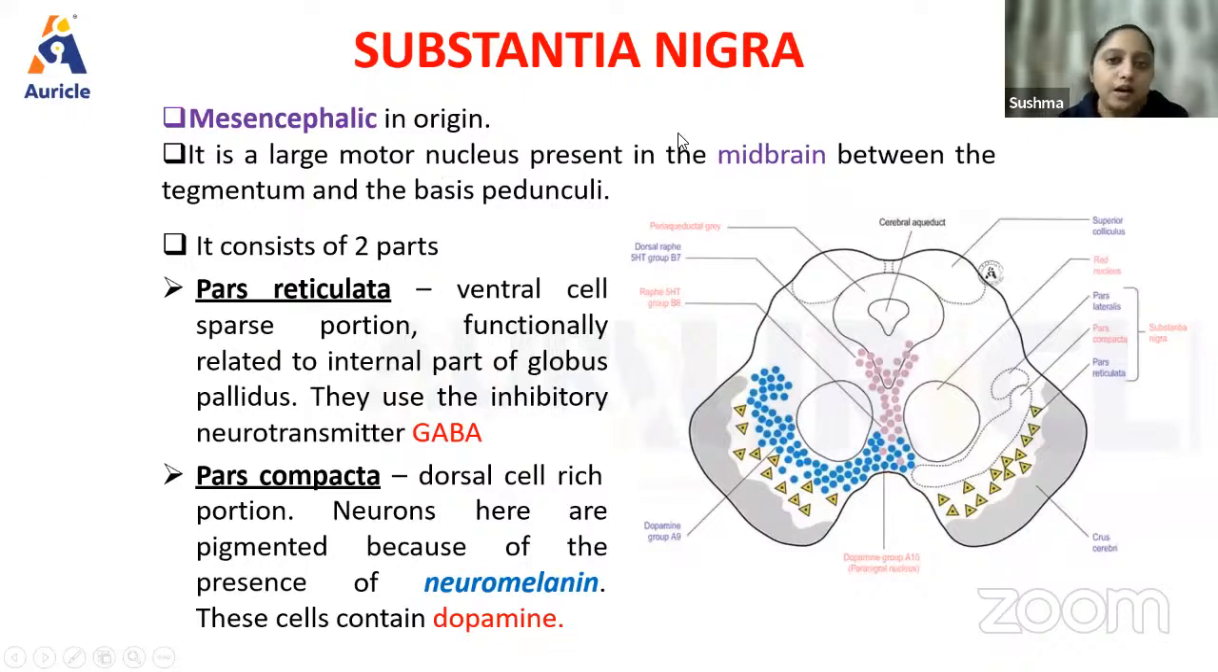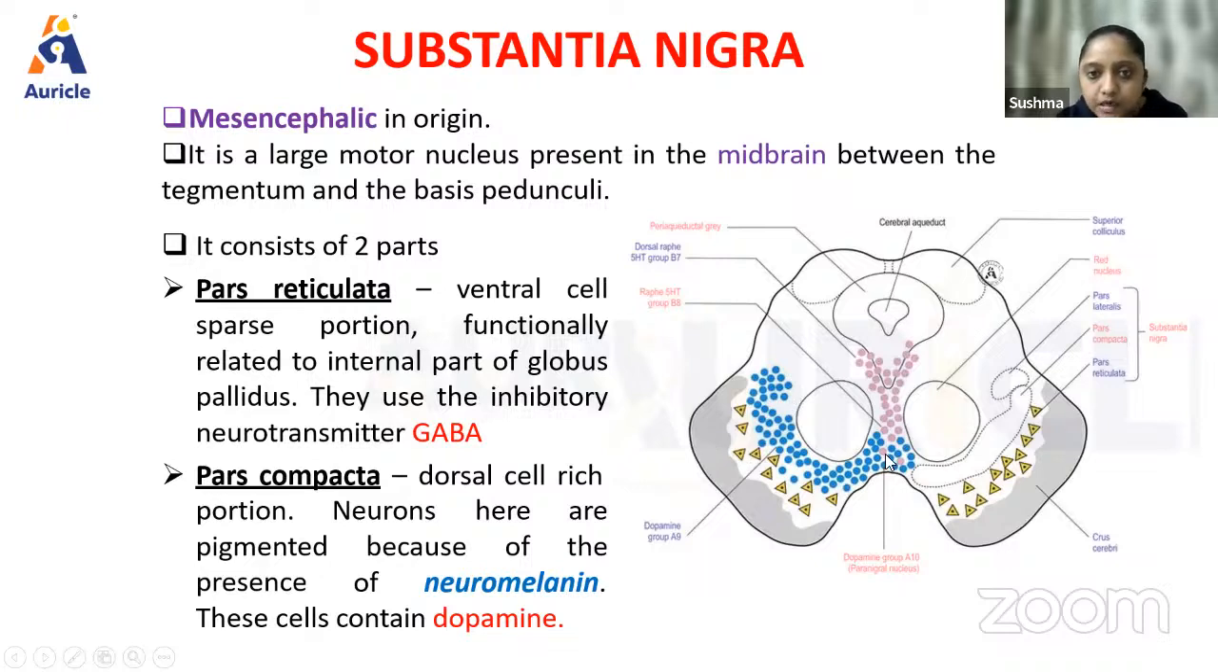Then, substantia nigra. Where have you heard this substantia nigra, guys? We have heard this substantia nigra in the midbrain. This substantia nigra is a large motor nucleus that is present between the tegmentum and the crus cerebri. If you remember, I have taught you this as well. So this is the crus cerebri. Can you see? What is crus cerebri, guys? Crus cerebri has all the descending tracts from the cerebrum. That is why it is called crus cerebri or cerebral peduncles.